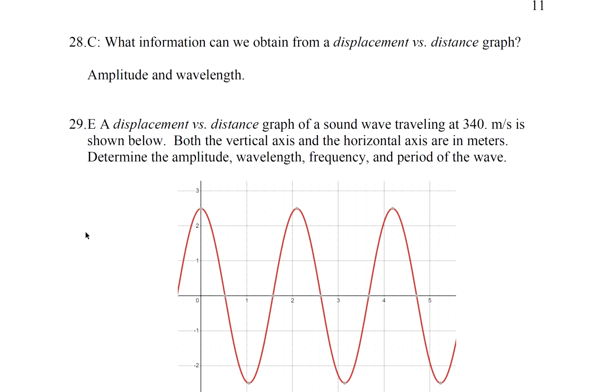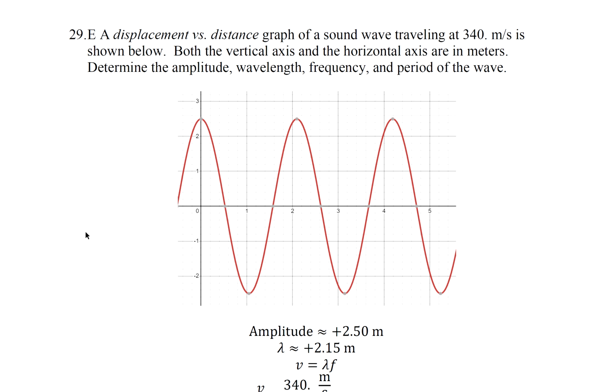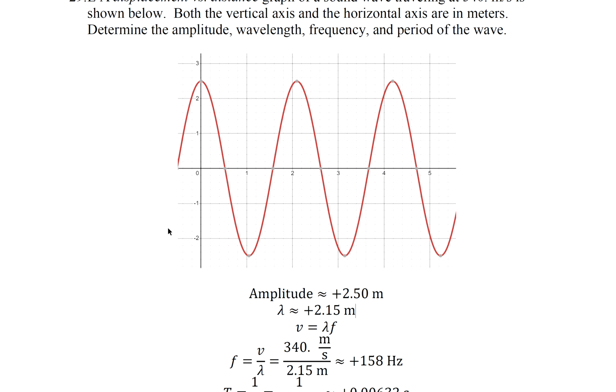Question 28. What information can we obtain from a displacement versus distance graph? Well, we could determine the amplitude and wavelength. So here's an example. A displacement versus distance graph of a sound wave traveling at 340 meters per second is shown below. Both the vertical axis and the horizontal axis are in meters. Determine the amplitude, wavelength, frequency, and period of the wave. Well, the distance from the center to the top is like 2.5. The wavelength is going to be the distance from one crest to another crest. So it's like 2.15. The speed, V equals lambda f.